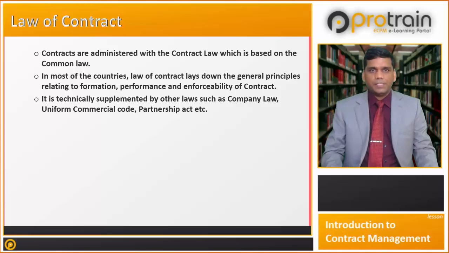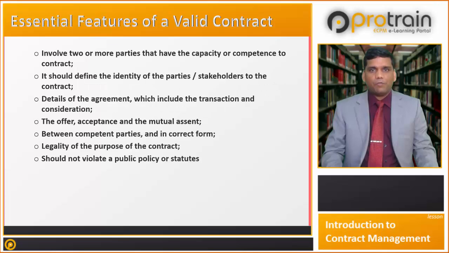Let us see what are the essential features of a valid contract. Essential features of a valid contract involve two or more parties that have the capacity or competence to contract. It should define the identity of the parties, stakeholders to the contract, details of the agreement which include the transaction and consideration, the offer, acceptance, and the mutual assent.